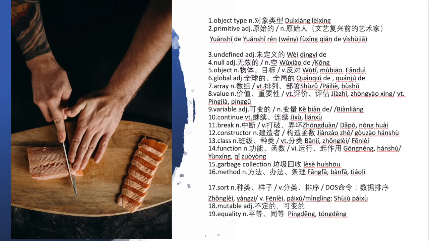Our next word is 数组, that means array of numbers. You can see it in probability and statistics, in programming and in mathematics. 数组. And our transition verb is 排列 and 部署. So 排列 actually means arrangement and 部署 means deployment.